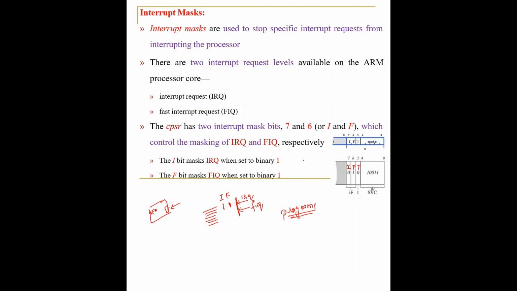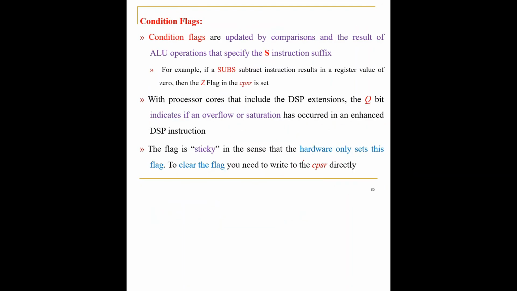Moving on further, it is all about conditional flags. You would have seen in the CPSR, my first field is flags, and this is all about N, Z, C, and V.